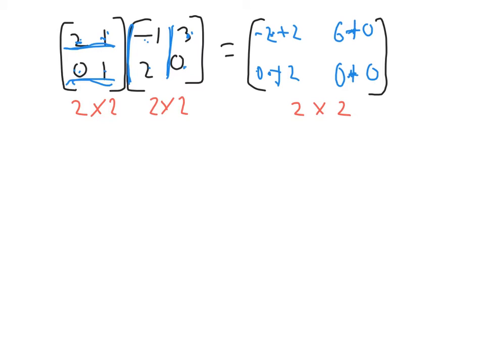So I can write that a little bit neater, I guess. And our result is -2 plus 2 equals 0. 6 plus 0 is 6. 0 plus 2 is 2. And 0 in the bottom corner. So that is our result.